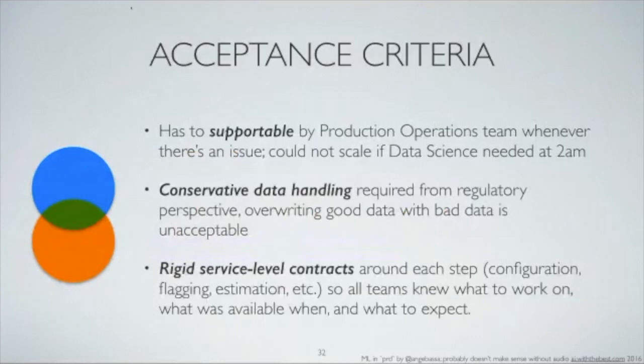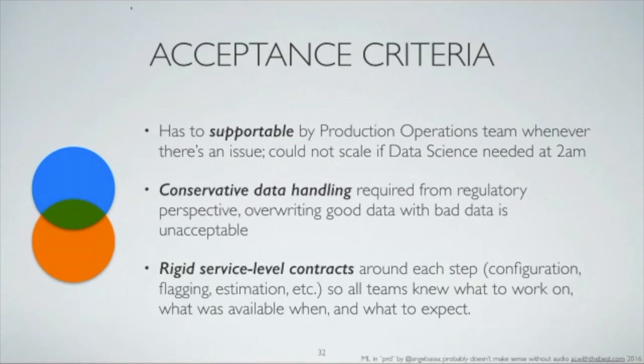It had to be supportable by our production operations team, who is sort of our application support team, whenever there was an issue. So this thing would not scale if you had to call an expert at 2 a.m. whenever it failed. And the thing about providing 99.99% reliability to critical applications is that that's exactly what happens. We have people who back in the day used to have pagers. Now they just have iPhones or whatever device they want. But it has to be supportable by that team.